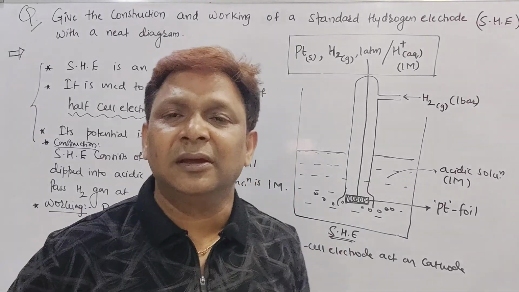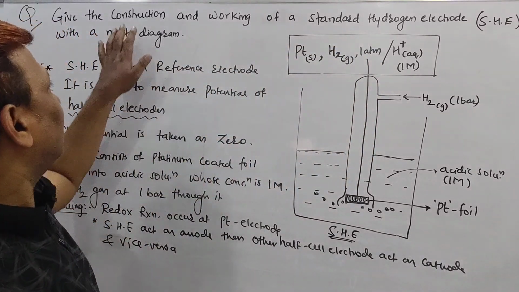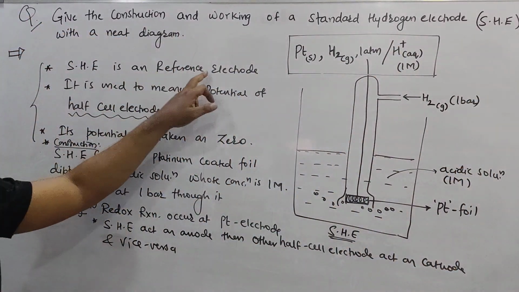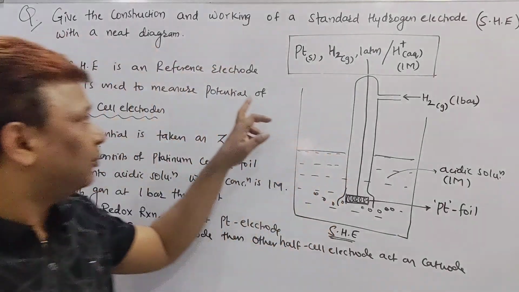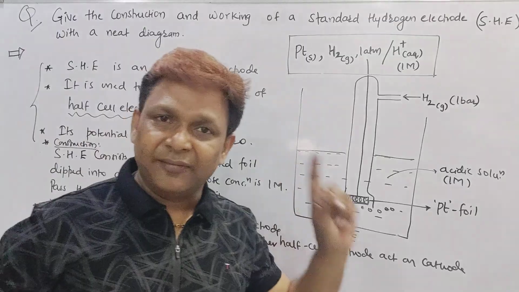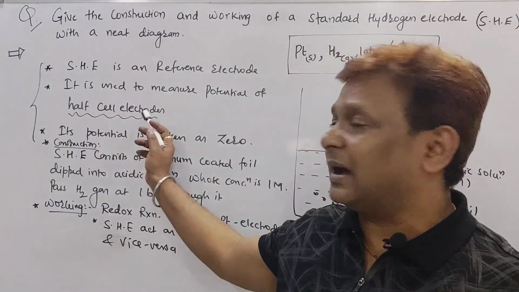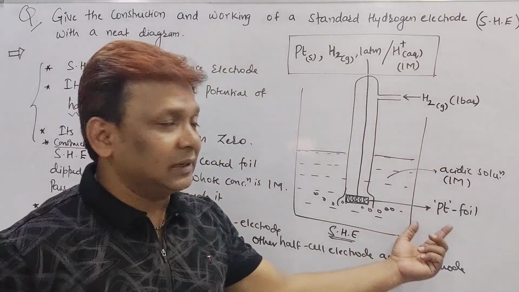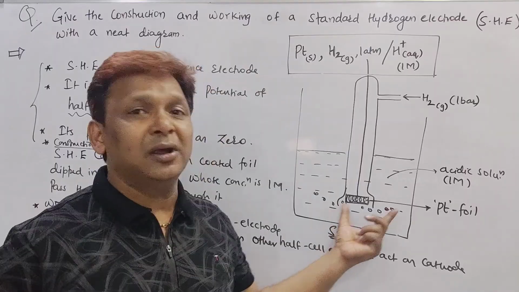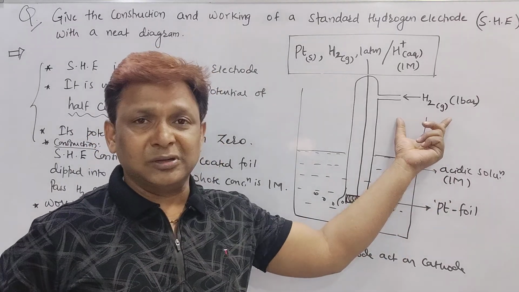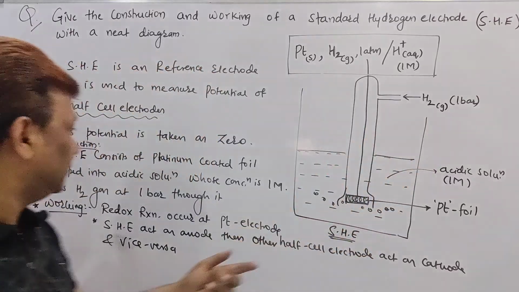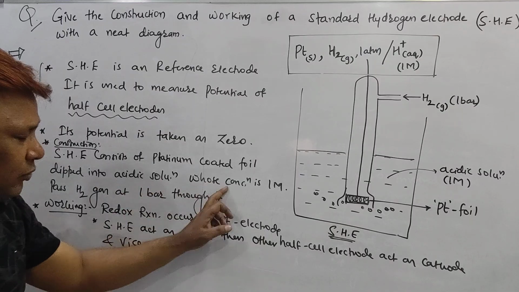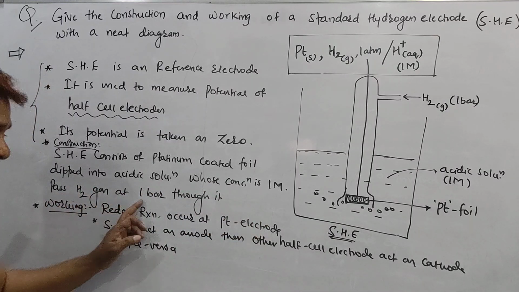So once again we will revise it. What did we do in this one? We did the construction and working of SHE. What is SHE? It is the reference electrode. It is used to measure the potential of the half-cell electrode, and its potential is taken as 0. It consists of a platinum coated foil dipped into the acidic solution whose concentration is 1 molar. Pass H2 gas at 1 bar pressure through it.